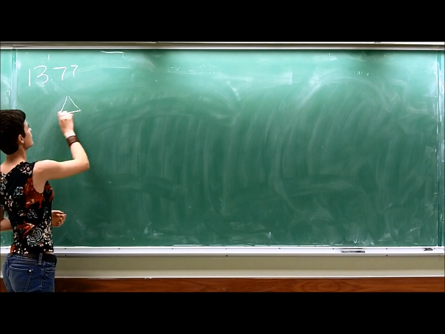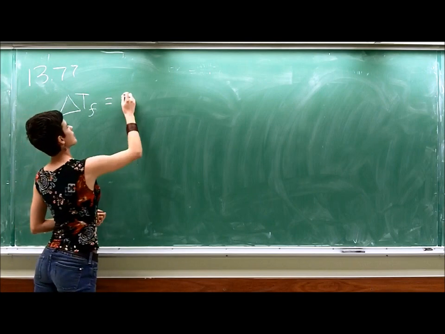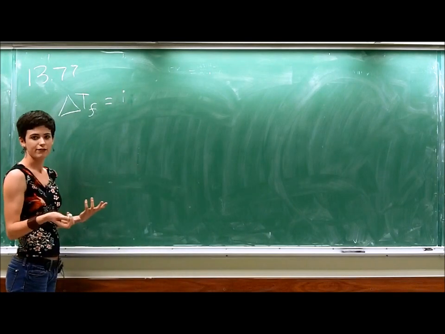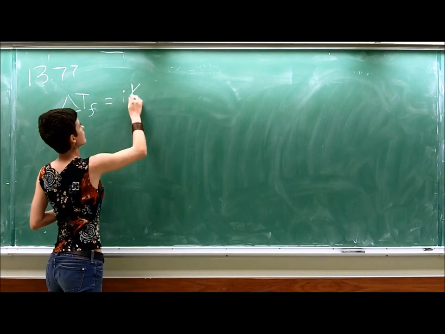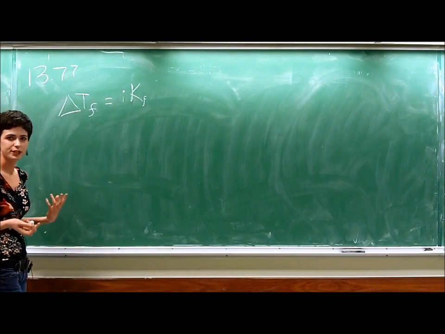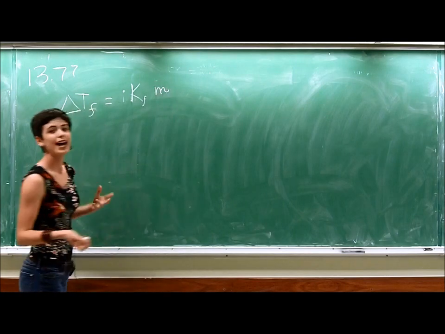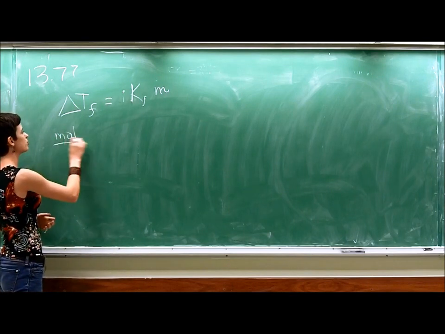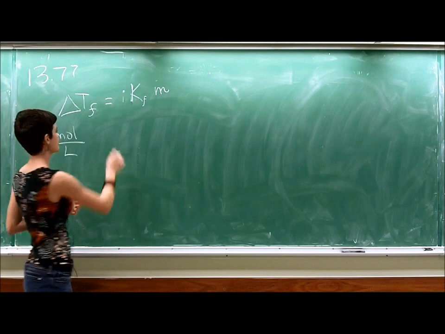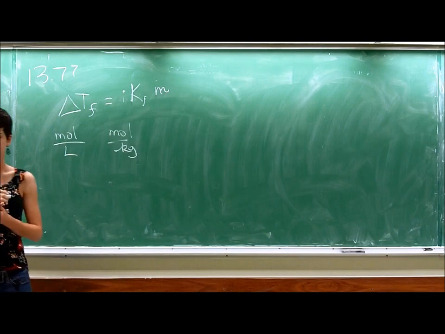So we have a formula. The change in temperature of freezing is equal to i, which is the Van't Hoff factor, times this freezing point constant that's specific to a particular substance, times m, and that's molality, not molarity. Molarity you're used to dealing with and have been dealing with for a while. It's moles per liter. Molality is very similar, except we're dealing with moles per kilogram instead of liter. So this question, I'm going to write down our givens first.